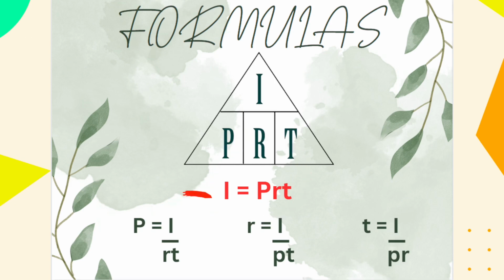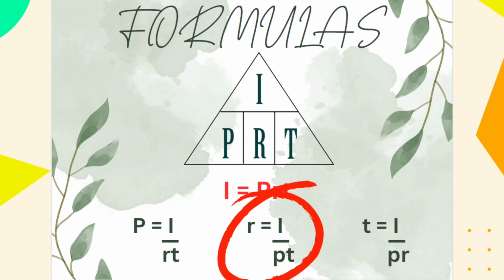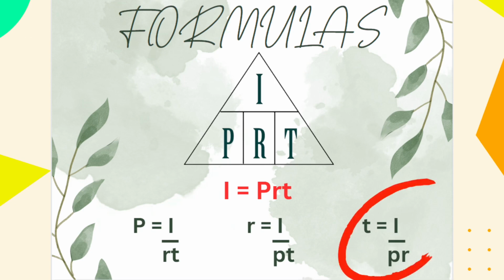Next we have the principal. It is principal equals interest over RT. Next is the rate, which means interest over principal and time. Next, we have time equals interest over PR. So now let's move on to the word problems.